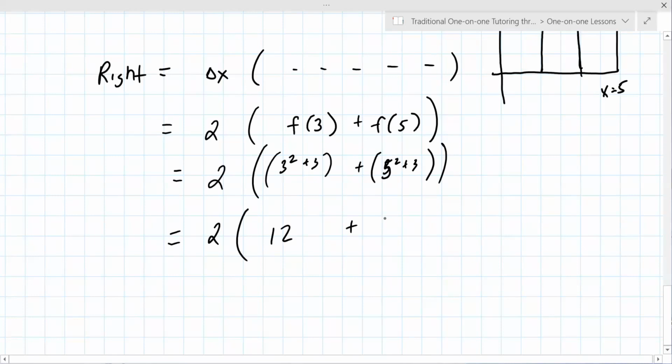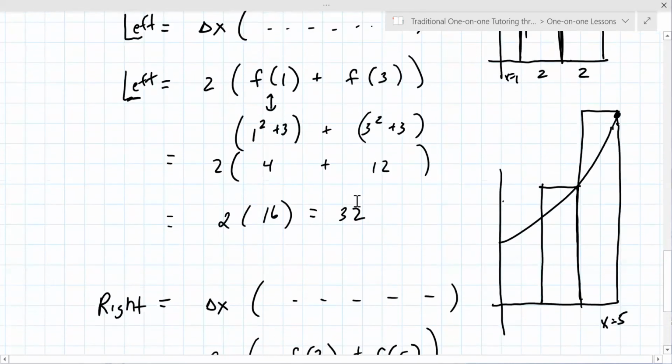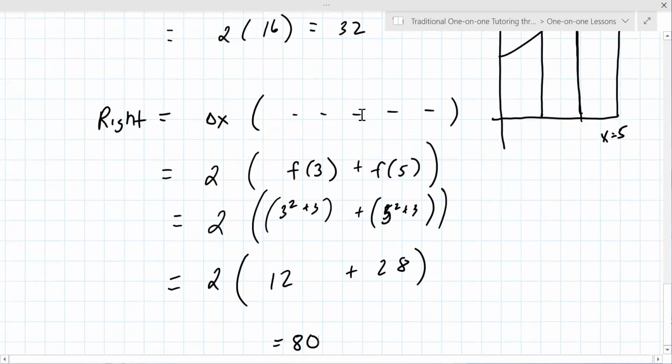12 plus 28. So that's 80. And if we compare that to the previous one, which is 32, that's different. It's bigger, it's a lot bigger.